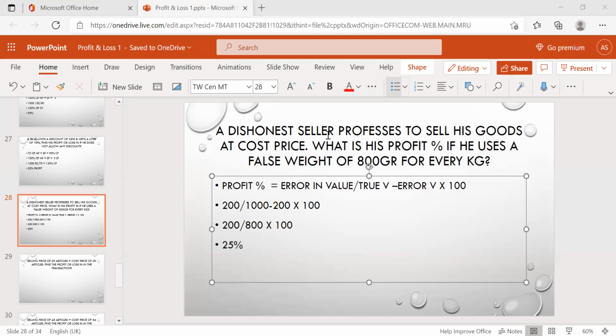See, actually the question is very lengthy, but the answer is very, very simple. First of all, we need to find the error value. True kg is 1000 grams, and now he's using only 800 grams. So 1000 minus 800 is the error value. The formula for the profit percentage is error value by true value minus error value into 100. 200 by 1000 minus 200, which is 800. 200 by 800 into 100 is 25% profit.